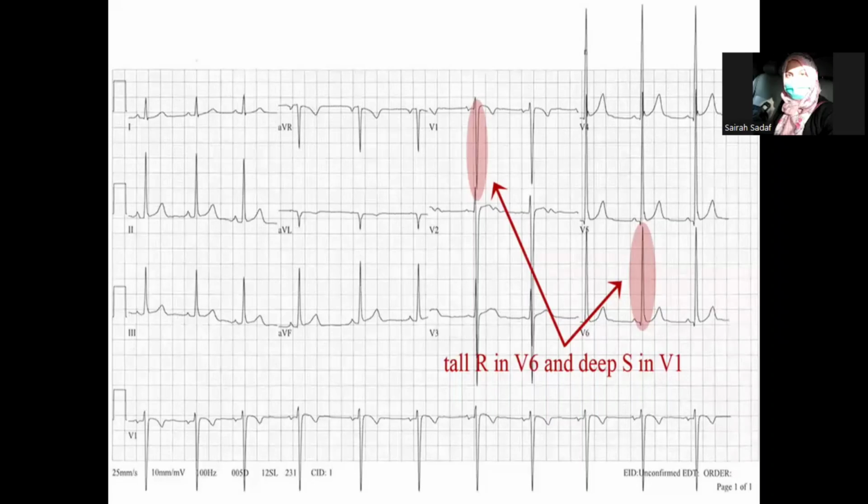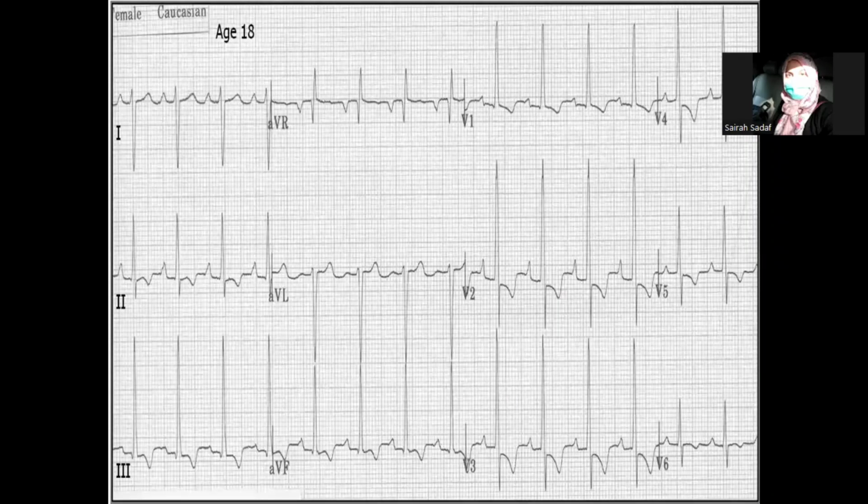As you can see, usually there is an S wave in V1 and an R wave in V6. So these are the normal findings, but these are enhanced. So it may be LVH. Yes, you are right. Okay, tell me, what is this?